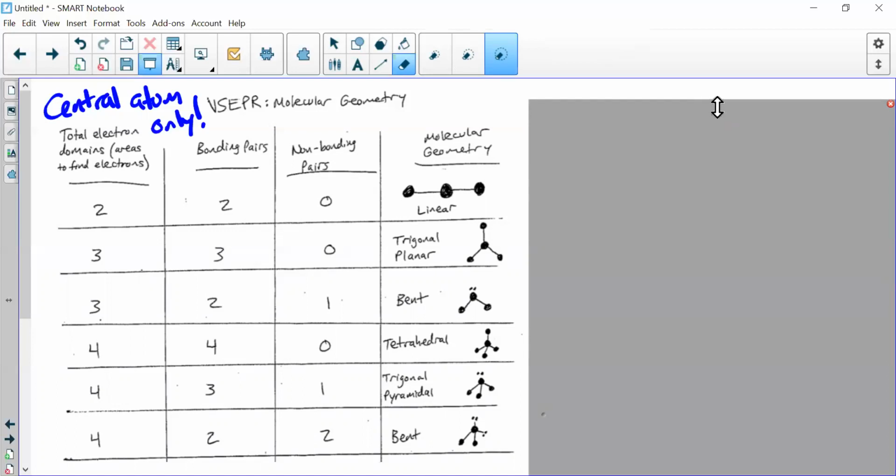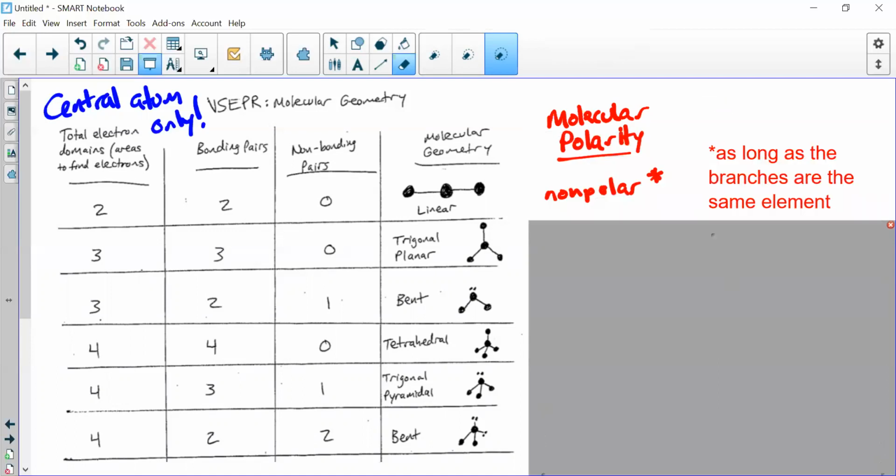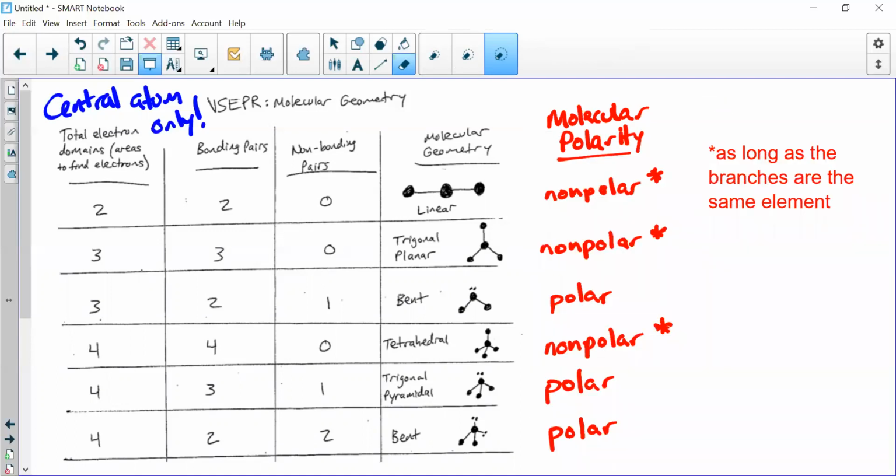Here's how you actually determine molecular polarity, or whether a molecule is polar or nonpolar. It's very simple. This is lagging on me. Come on. Drop down. There we go. You simply look at the VSEPR shape. That's it. Linear, nonpolar.